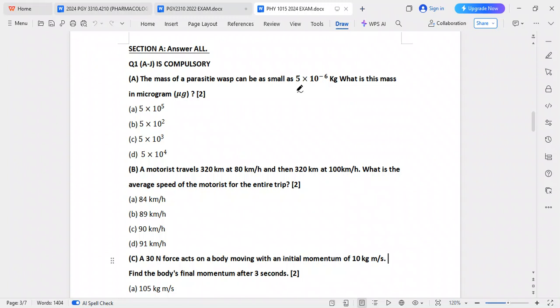5 × 10^-6 kg. What is this mass in microgram? When you're performing a conversion, we have got 5 by 10 to the power -6. This is in kgs. The first thing that you want to do is remove that k from the front. And how do you do that? You are going to multiply.